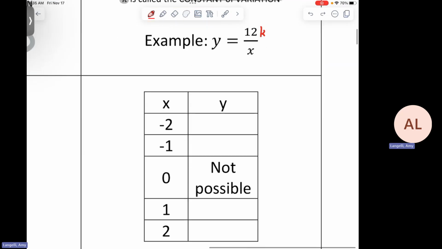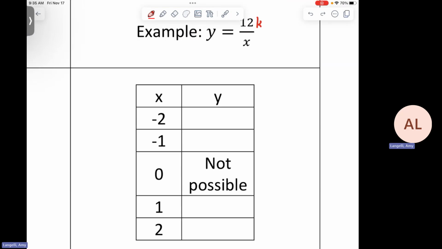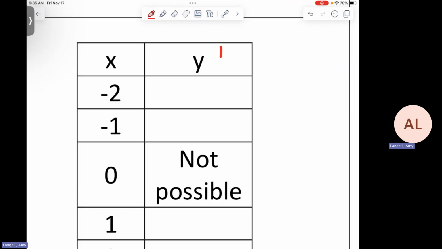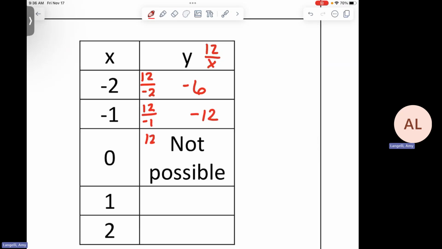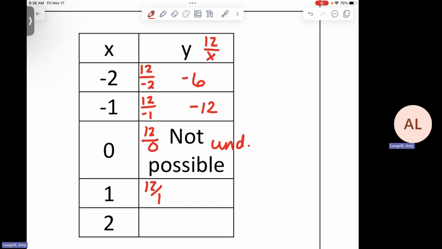So I thought it'd be good if we made our own table. So remember, it's 12 divided by x. So what would negative 2 give you? What's 12 divided by negative 2? Good. How about 12 divided by negative 1? Negative 12. What about 12 divided by 0? Yeah, undefined, not possible. I'll write undefined. I like that word. And then what about positive 1? 12 divided by 1 is, and then 12 divided by 2?